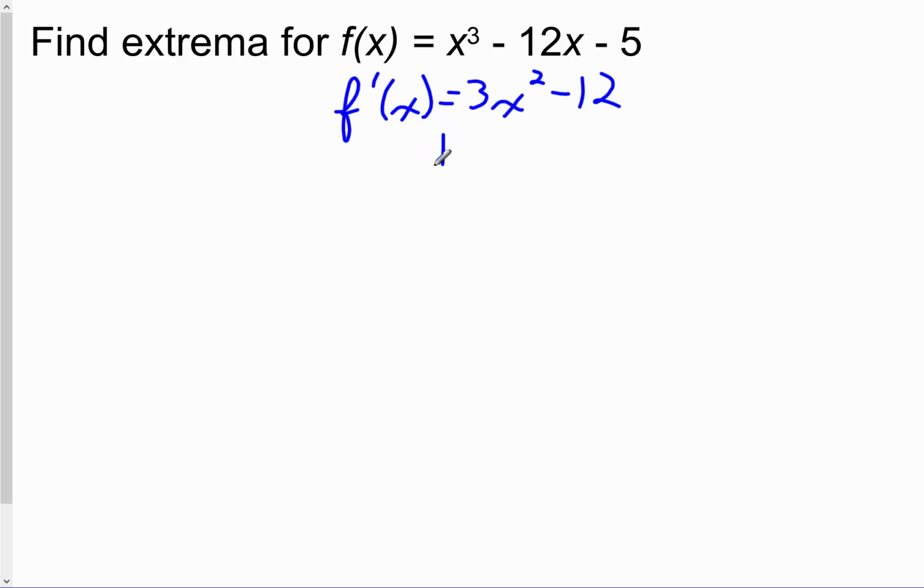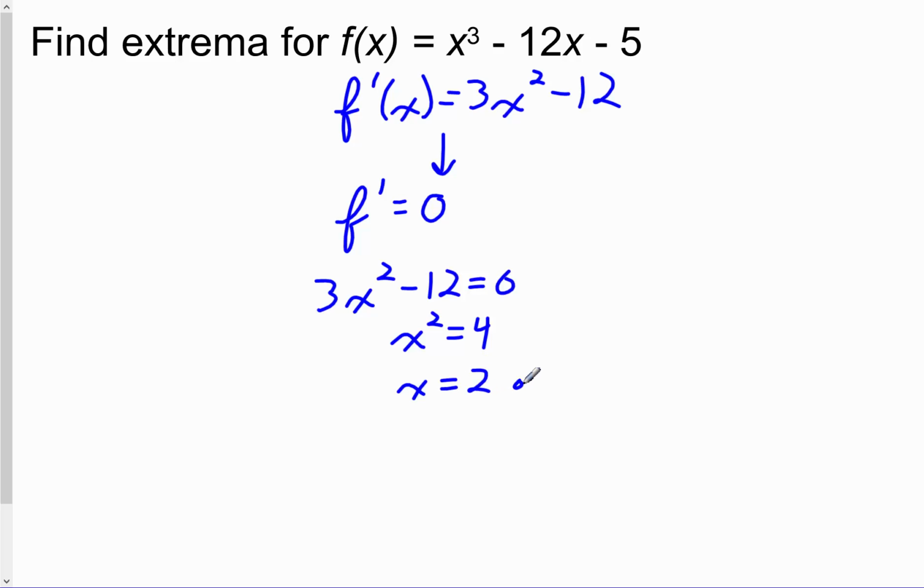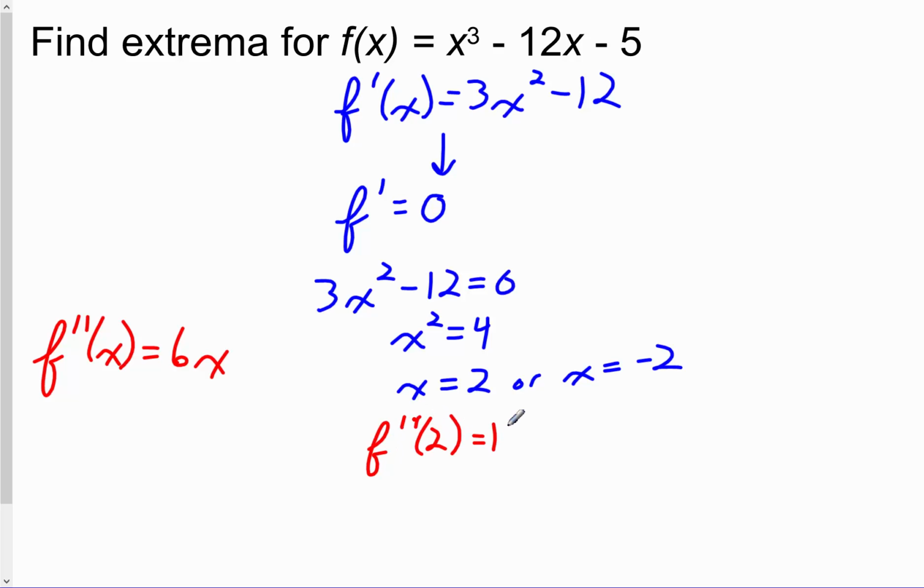which means I just need to know where is f prime equal to 0 so that I can find those horizontal tangents. And this is at x is 2 or x is negative 2. And then I need to find the concavity at these 2 points, which means I need my second derivative, which would be 6x. So my second derivative at 2 is 12, so it's concave up. My second derivative at negative 2 is negative 12, so it's concave down.